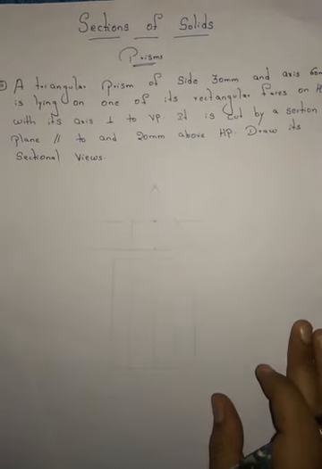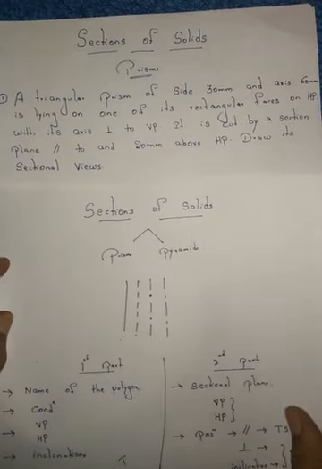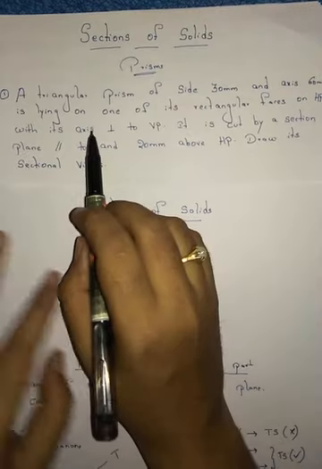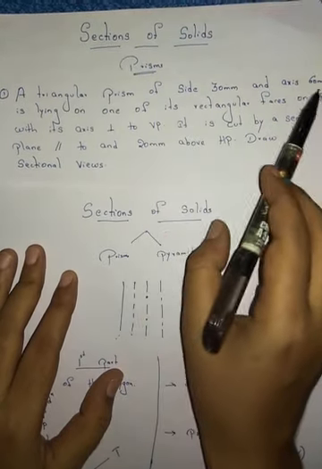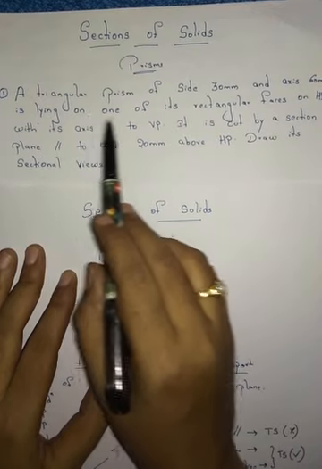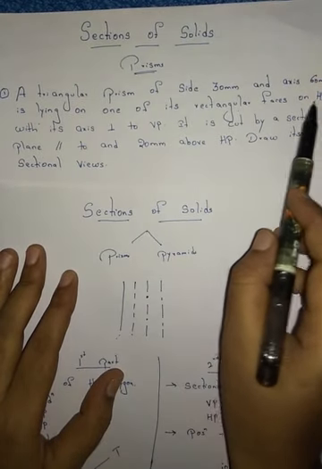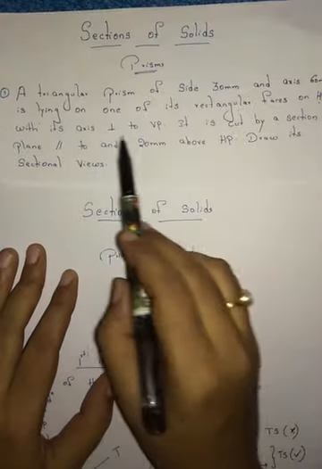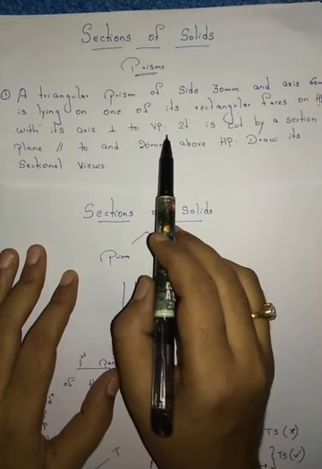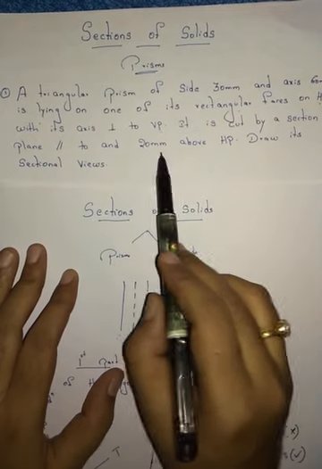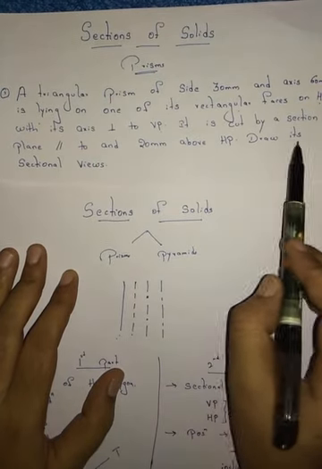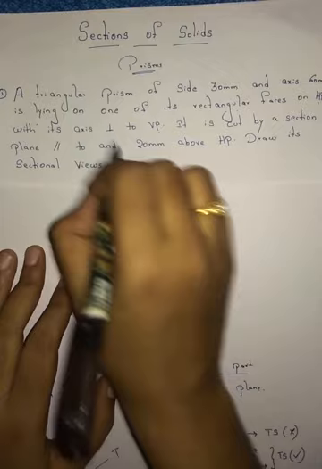So let's see the problem. This is the question. See, a triangular prism of side 30 mm and axis 60 mm is lying on one of its rectangular faces on HP with its axis perpendicular to VP. It is cut by a section plane parallel to and 20 mm above HP. Draw its sectional views. This is your question.